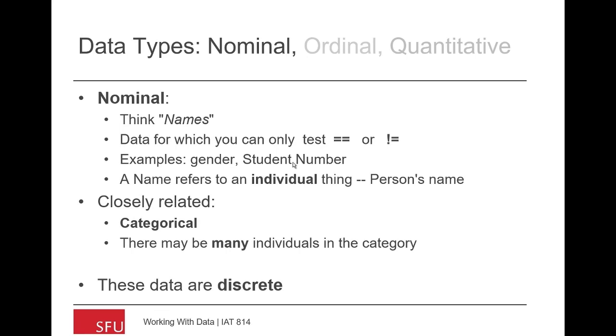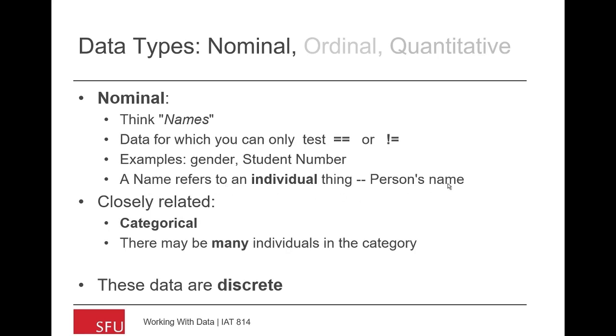It's the same for student numbers. Even though student numbers look like numbers, they're a string of digits, you can't meaningfully multiply a student number by 3 and get another student number. It makes no sense to do that. In this case, your student number, my student number when I was an undergraduate student, is intended to be used as a unique identifier for the student who has that number. And so testing for equality or inequality is the only sensible thing you can do with it. So nominal data tends to refer to a name that refers to an individual thing, like a person's name.